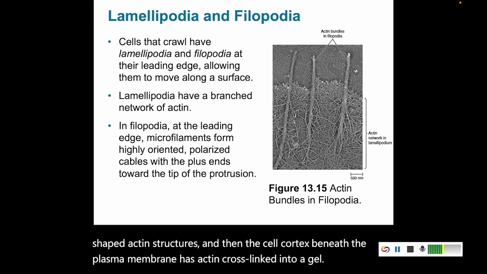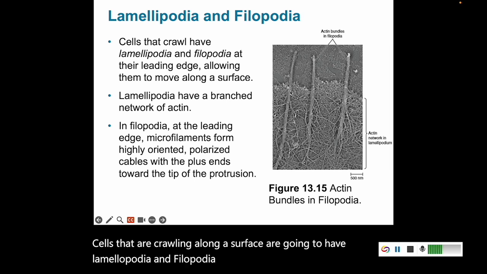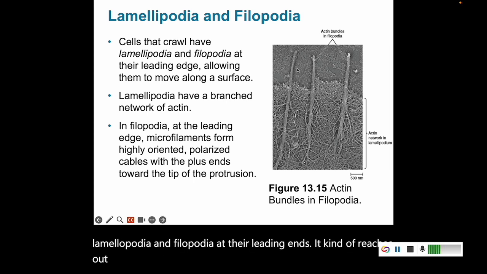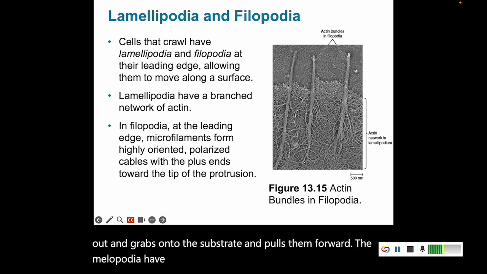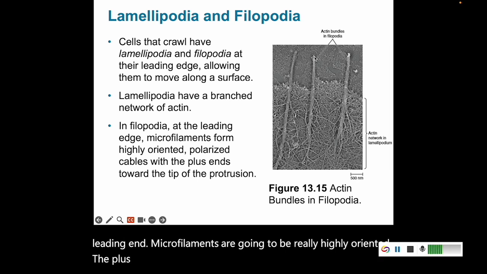Cells that are crawling along a surface are going to have lamellipodia and filopodia at their leading ends. It kind of reaches out and grabs onto the substrate and pulls them forward. These lamellipodia have this branched actin that fills in and allows the cell to move in this direction. So the filopodia are here at the leading end. Microfilaments are going to be really highly oriented. The plus ends are going to be moving and forming new microfilaments in this way.